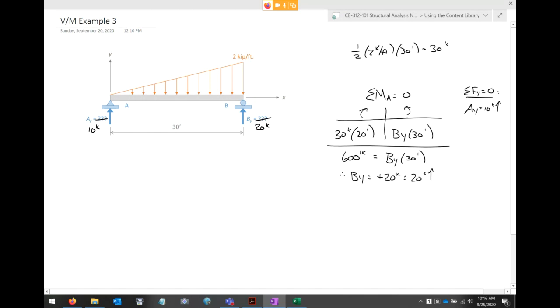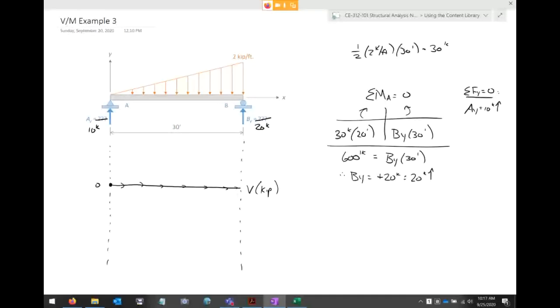So let's see if we can construct this sort of qualitatively, if you will. So we've got this whole thing going on. Let's start off with the shear diagram. Now, one of the things I can tell you for sure is that we are going to start and end at zero. That's not going to be an issue. So we're going to start at zero and then end at zero over at the other end. Now, everybody follow along with me and let's see if you're following this.